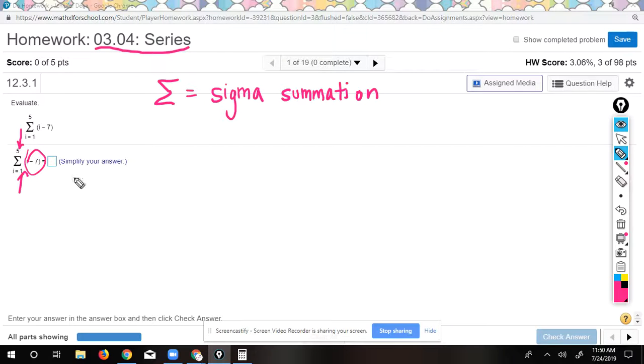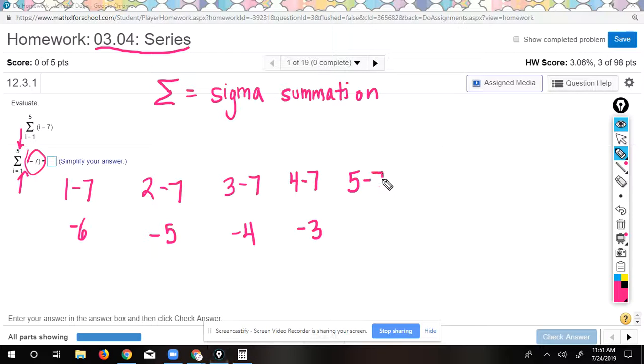Okay? So first thing, we're going to plug in 1. We're going to go 1 minus 7, and that gives me negative 6. Then 2 minus 7 gives me negative 5. 3 minus 7 gives me negative 4. 4 minus 7 gives me negative 3. And then lastly, 5 minus 7 gives me negative 2. And I know that's where I'm supposed to end because the top value tells me end at 5.